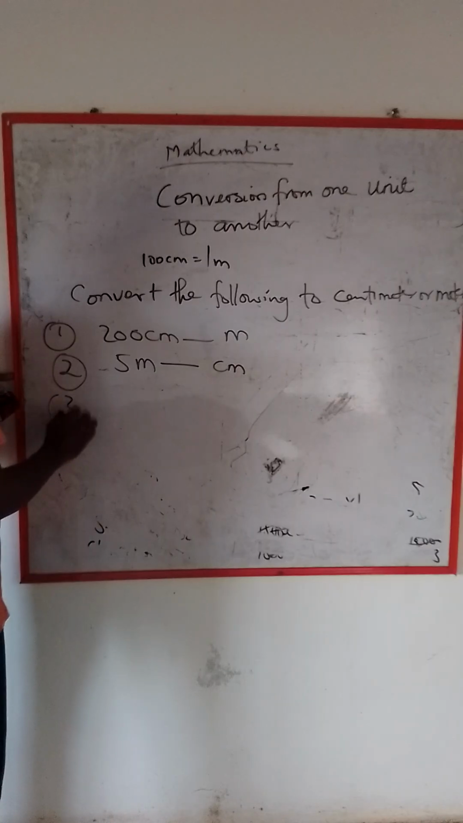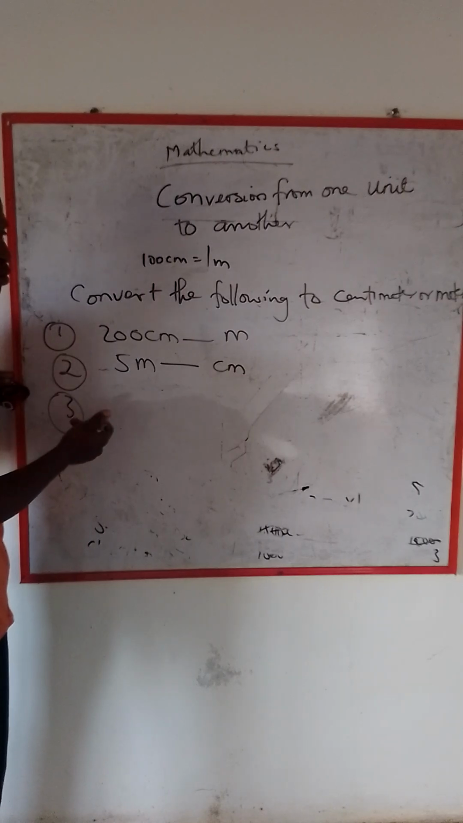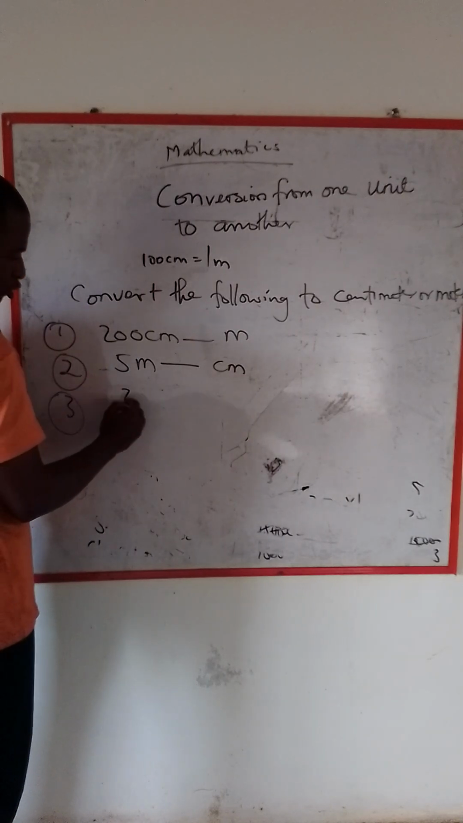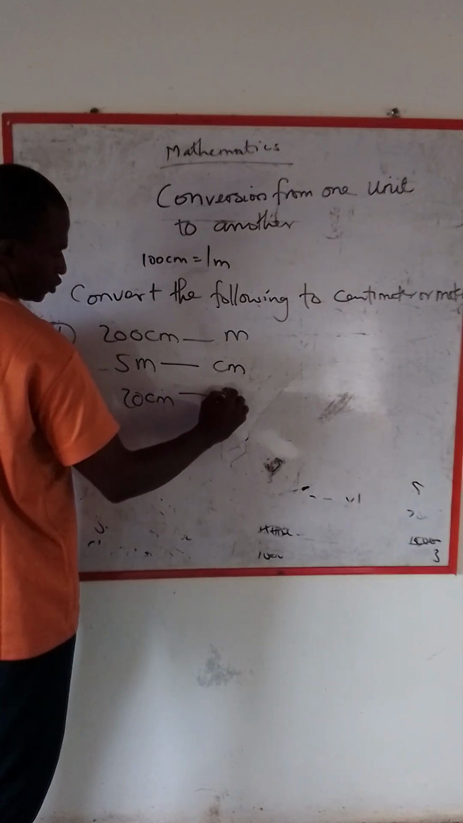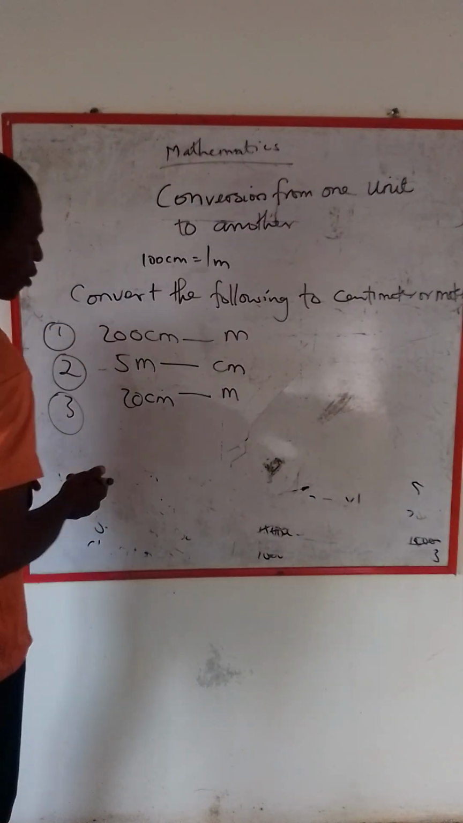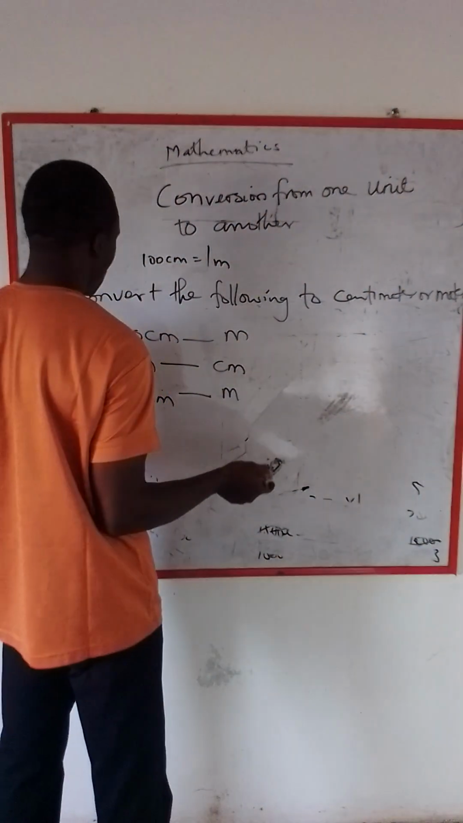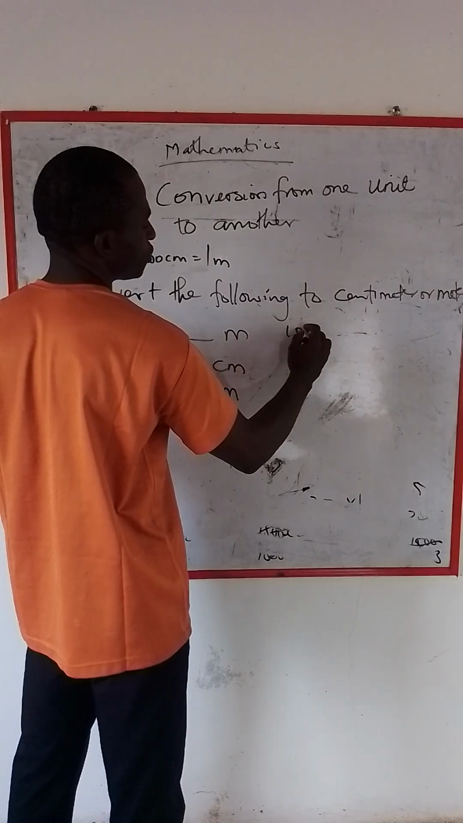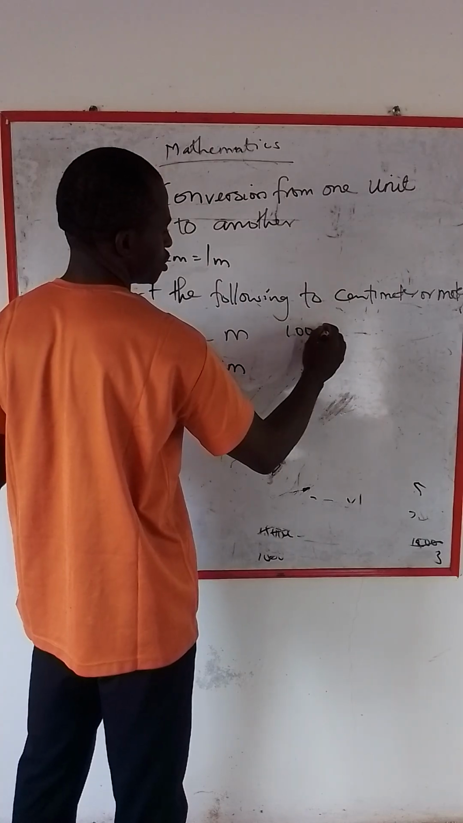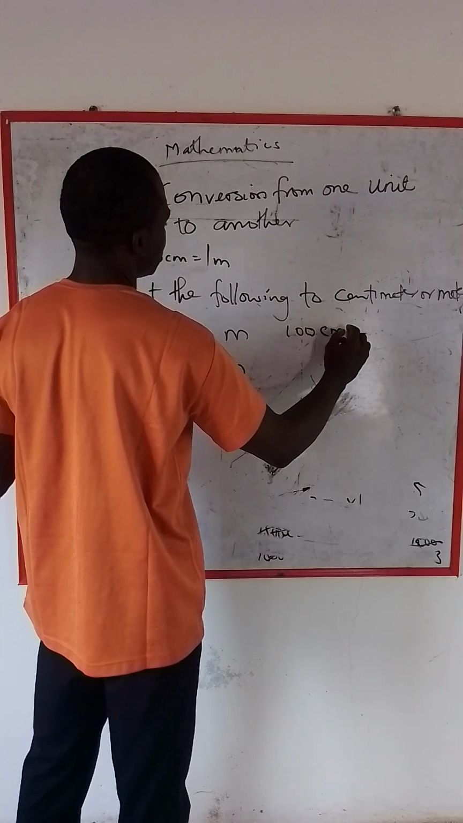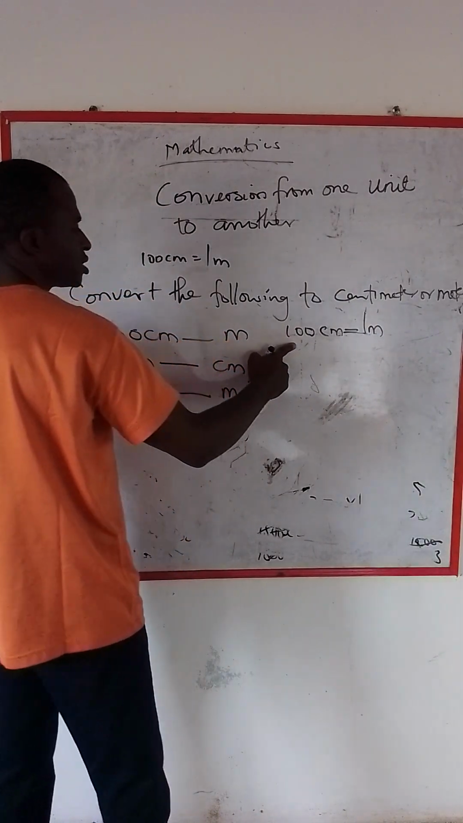So let me do number 3. I just want to give an example, otherwise the message is very clear on conversion of units. Let me say 20 centimeter to meter. So going by our relationship again, let's start with number 1. We said 100 centimeter is equal to what? 1 meter. So we'll bring the relationship first. Don't forget that's the first thing you must do. Bring the relationship between the two units you are converting, the one you want to convert to. So we have 100 centimeter equal to 1 meter.